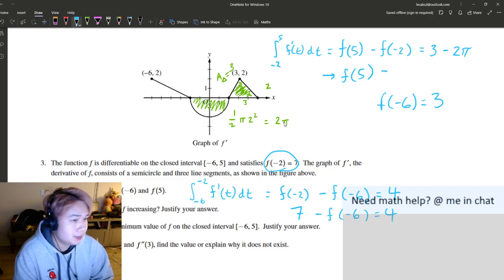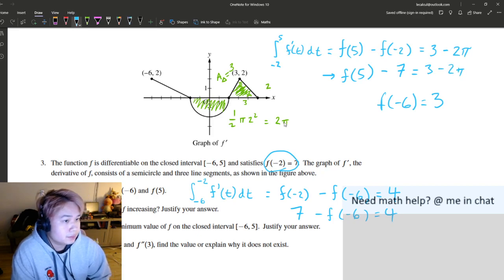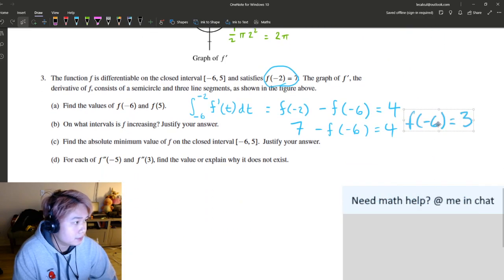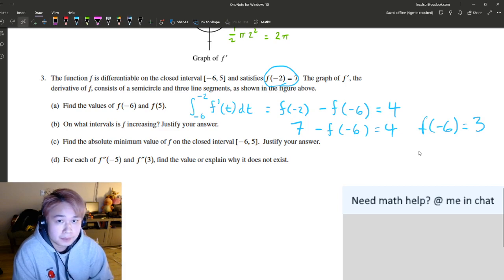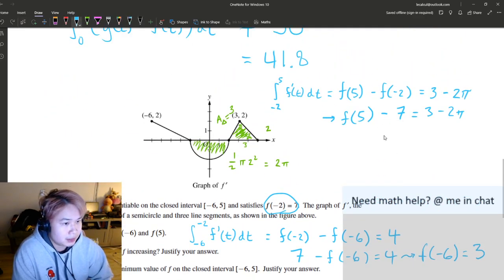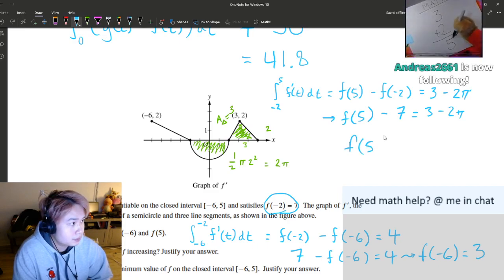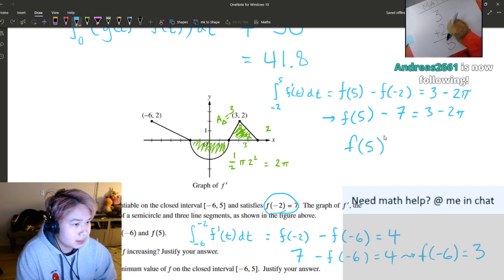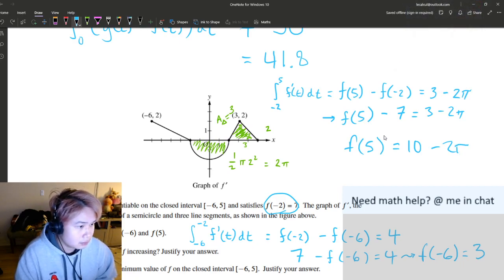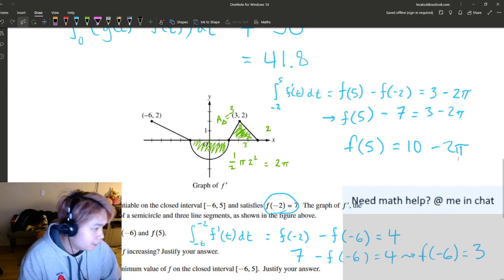And again, we do our substitution. We know that this was 7. Let me just move that here. And then likewise, just a little bit more algebra. So here is f of 5.